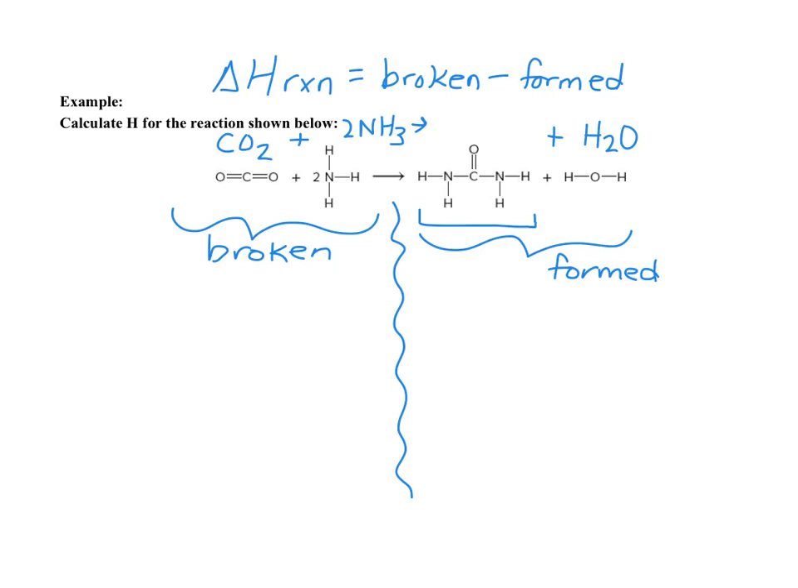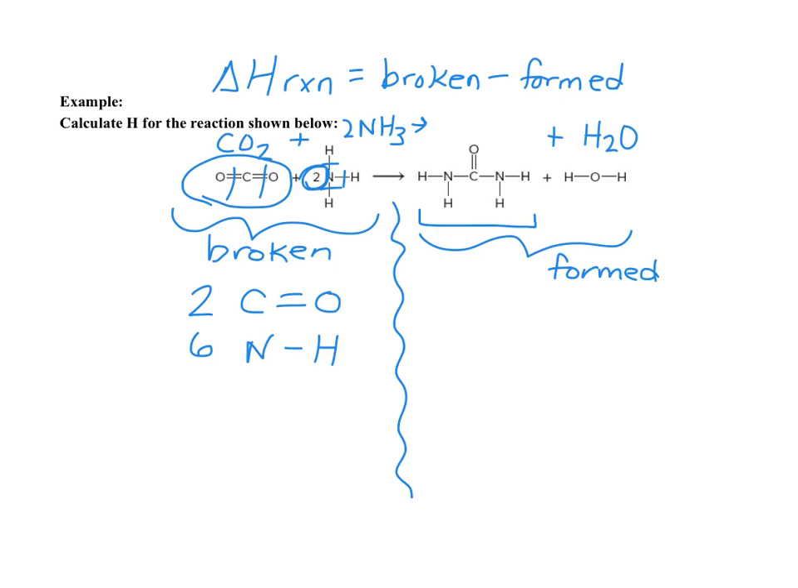So when I look at this over on the left side, I have 2 carbon oxygen double bonds. So one right here, one right here. And I have 1, 2, 3 nitrogen to hydrogen bonds. But since there are 2 of those NH3 molecules, I really have 6 of those bonds over here on the left side. So I have to break 6 NH bonds. I have to break 2 carbon oxygen double bonds.